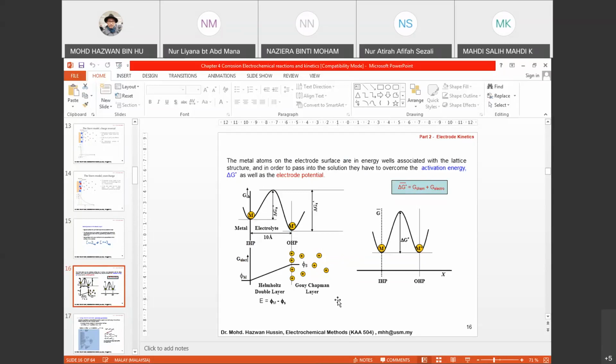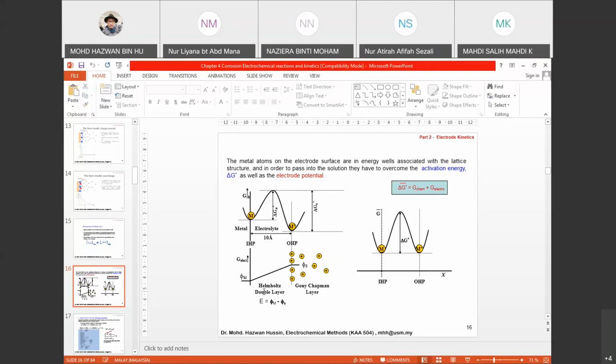All right, so I think today we are going to resume our lesson. Before we go to activation polarization, just to help you understand, metal atoms on the electrode surface are in the energy well associated with a lattice structure. In order to pass into the solution, they have to overcome activation energy. All this has been explained earlier. To go from a reactant to a product, it needs to overcome a certain energy level that we call activation energy, EA, or delta G asterisk. So EA and delta G asterisk are actually the same thing.